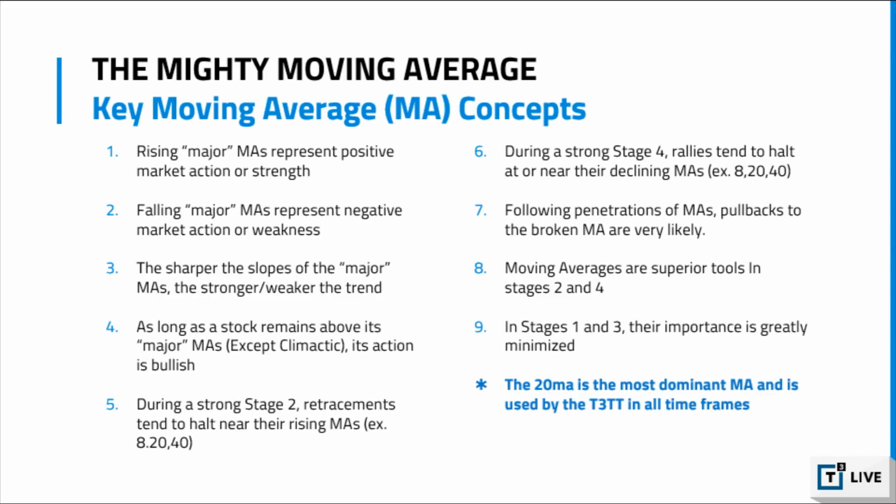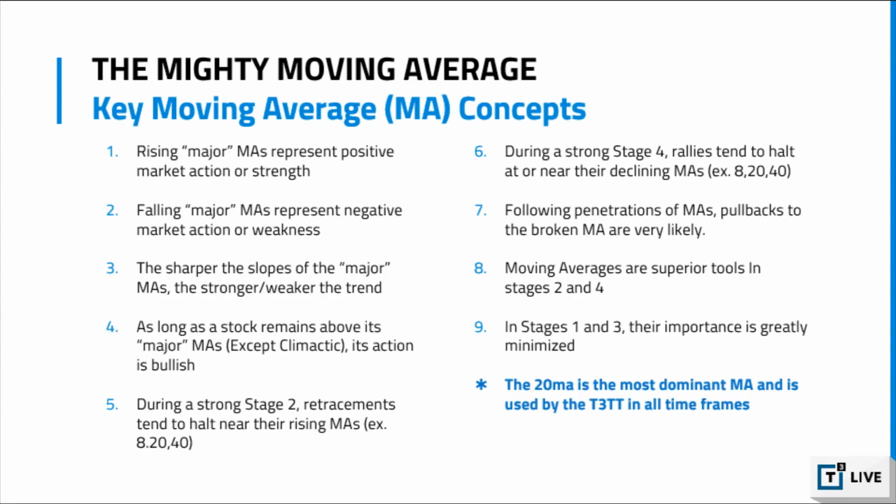Now, moving average concepts: rising major MAs represent positive market action or strength. Falling major MAs represent negative market action or weakness. The sharper the slopes of the major MAs, the stronger or the weaker the trend, and the less sustainable it is. It usually doesn't last that long. As long as the stock remains above its major MAs, except when it goes climactic, its action is said to be bullish during a strong stage 2, which means an uptrend.